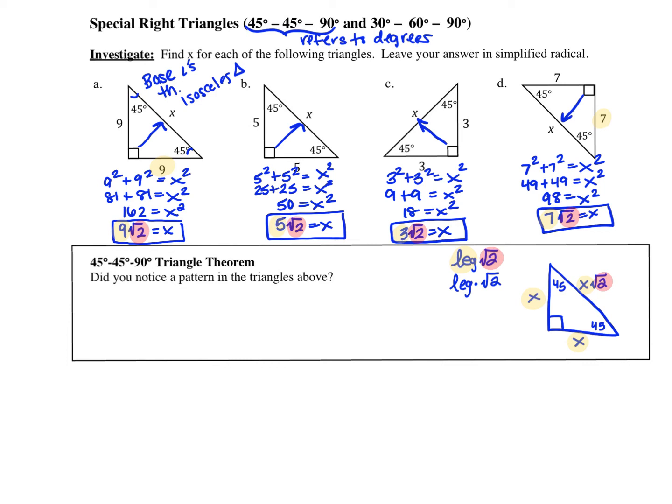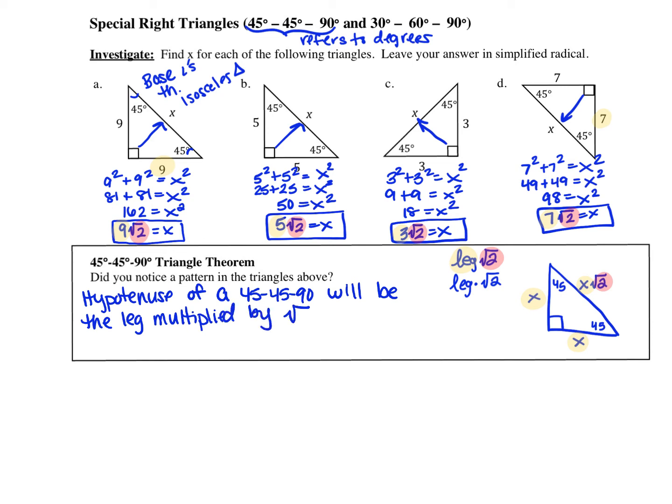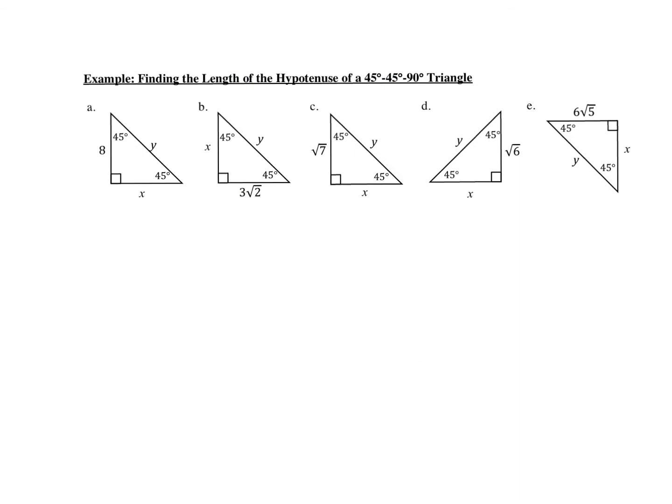So let's come up with a formal definition. The hypotenuse of a 45-45-90 will be the leg multiplied by the square root of 2. So let's work a couple examples. For this one, we are going to be finding the length of the hypotenuse of a 45-45-90 triangle.